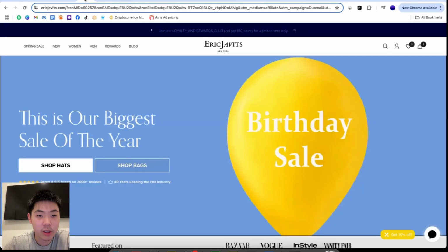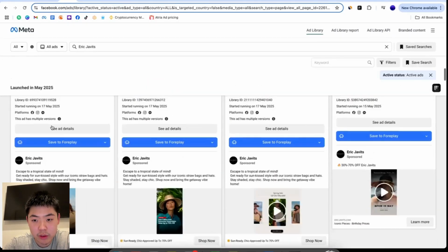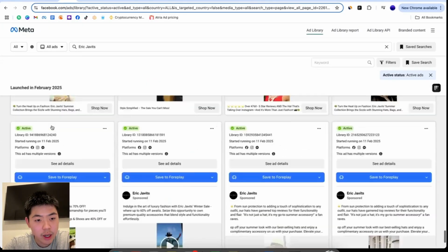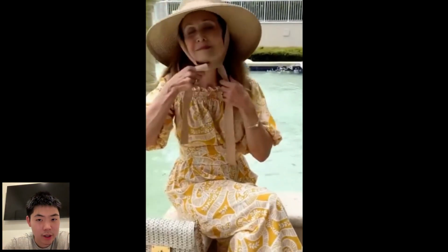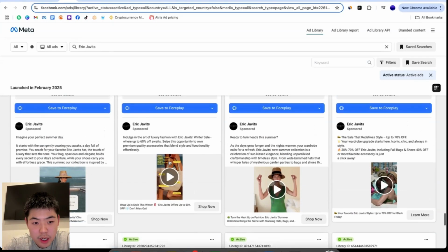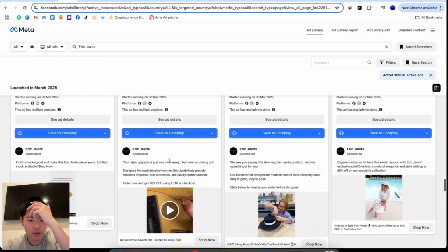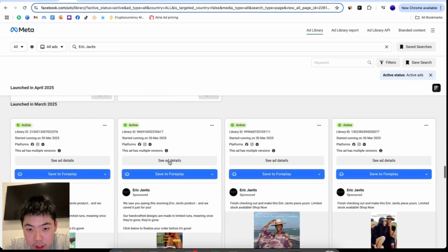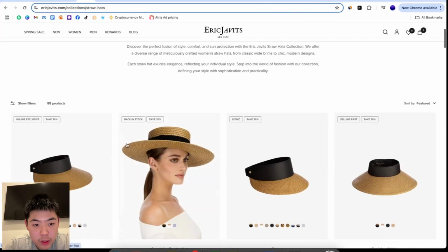But without further ado, let's go have a look at this brand right here. So we can see they're running about 90 different ads. And let's look at, I can't track this store for some reason, but let's have a look at the type of ads they have. Yeah, it's a fashion product, but it solves a problem, protects you from the sun. I can't remember which ad I saw. It was like a really nice hat that covers your whole face. I can't remember, but we'll just shop hats. Yeah, it was something like this one.